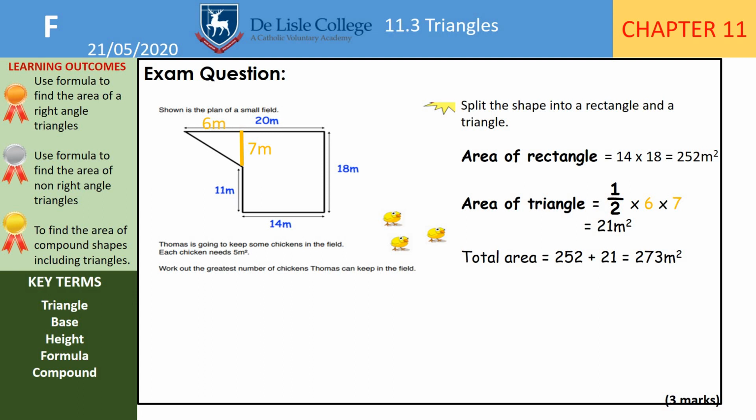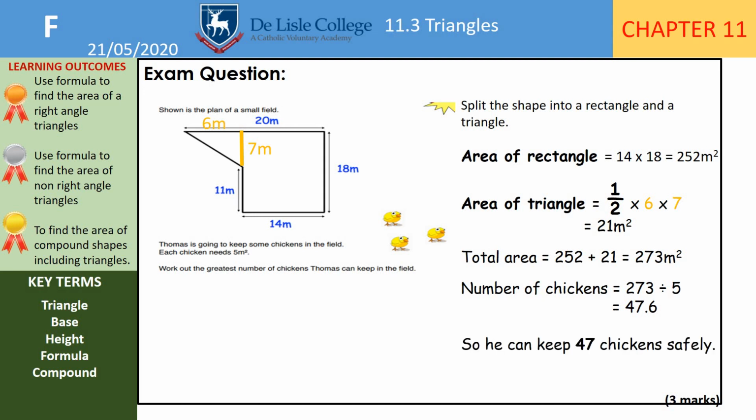To find the number of chickens, we've got to divide that figure by 5 because each chicken needs 5 square metres, which gives us 47.6. It's very tempting to put that he can keep 48 chickens, but actually he can't. Even though 47.6 is 48 to the nearest whole number, he hasn't got enough room for 48 chickens. So here we need to be careful that we round down so that he can keep 47 chickens safely.